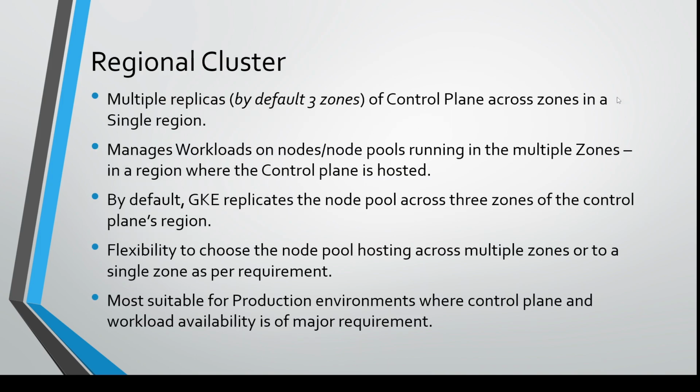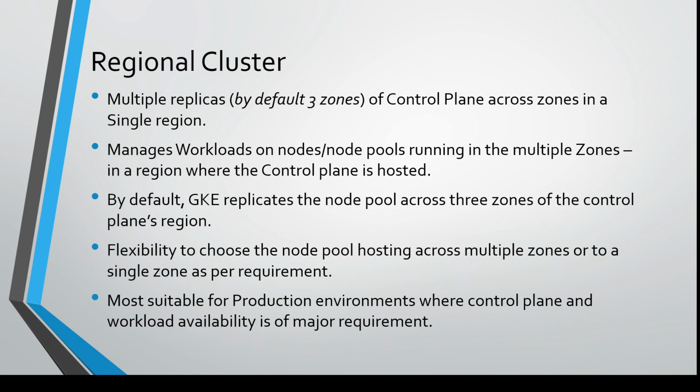Moving to the next slide. So regional cluster. What are the features of the regional cluster, right? With regional clusters, you get multiple replicas of the control plane across availability zones in a single region. By default, Google maintains three replicas of the control plane in three availability zones, right? A total of three in three availability zones.